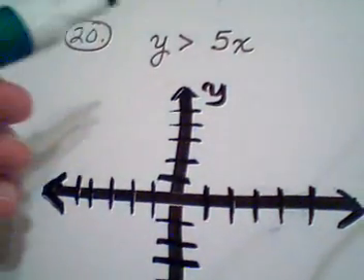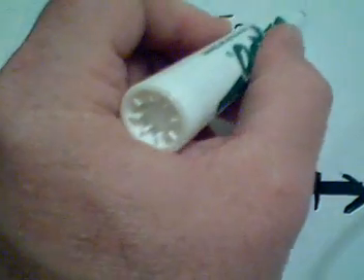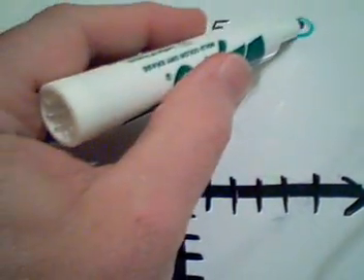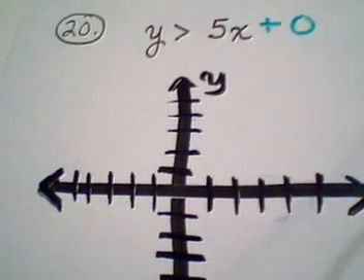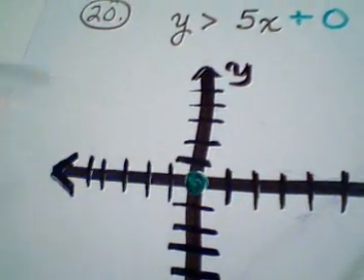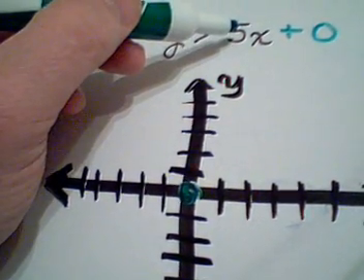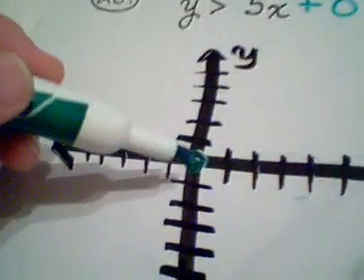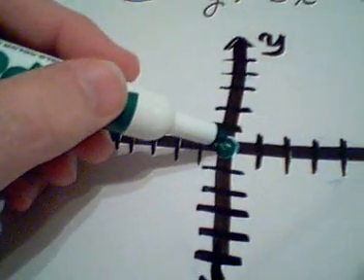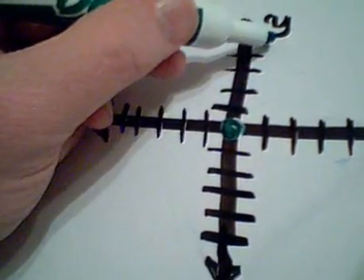Now notice that there's really a plus 0 behind here, which tells me that 0 is the y-intercept of this boundary line. So I'm going to put a dot on (0, 0). I'm going to use the slope in front of the x, which is 5 over 1. So we're going to count from here up 5, 1, 2, 3, 4, 5, and over 1.